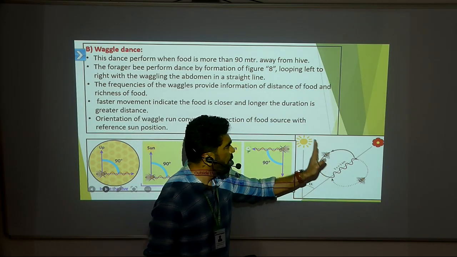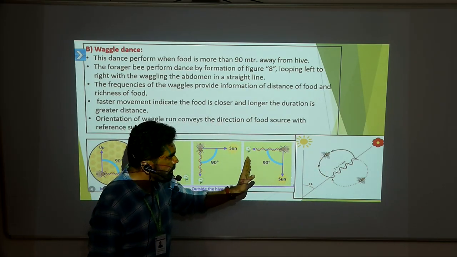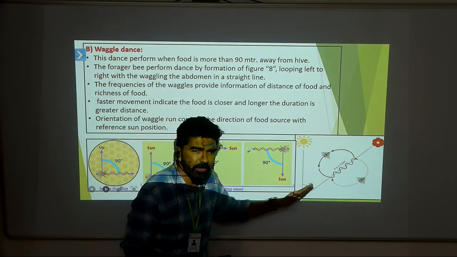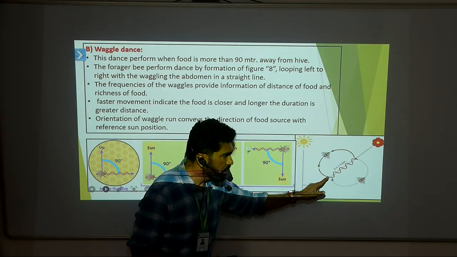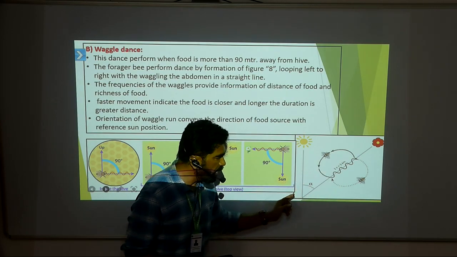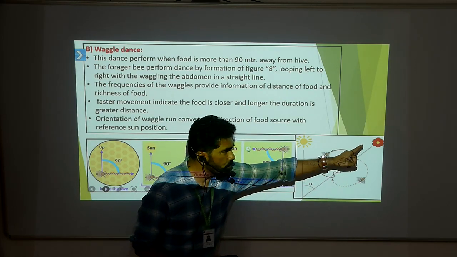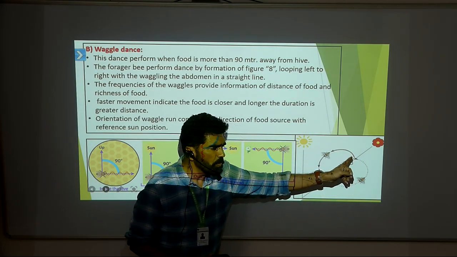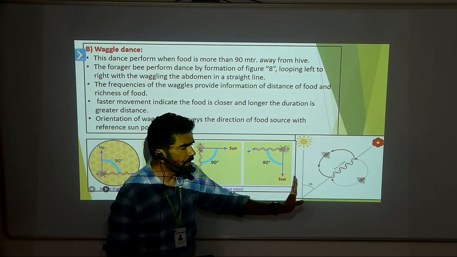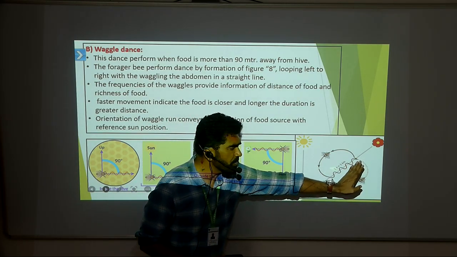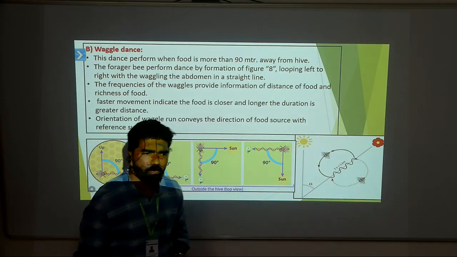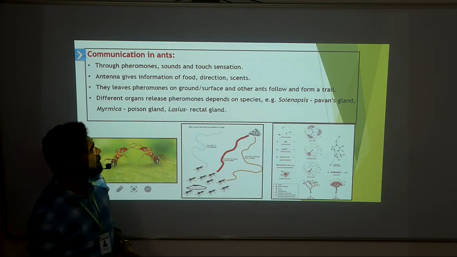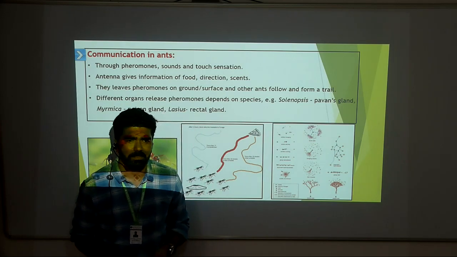Also, their head position realizes where the position of the flower is against the sun. The orientation of the waggle run conveys the direction of the food source with reference to the sun position. Then next is communication in ants.